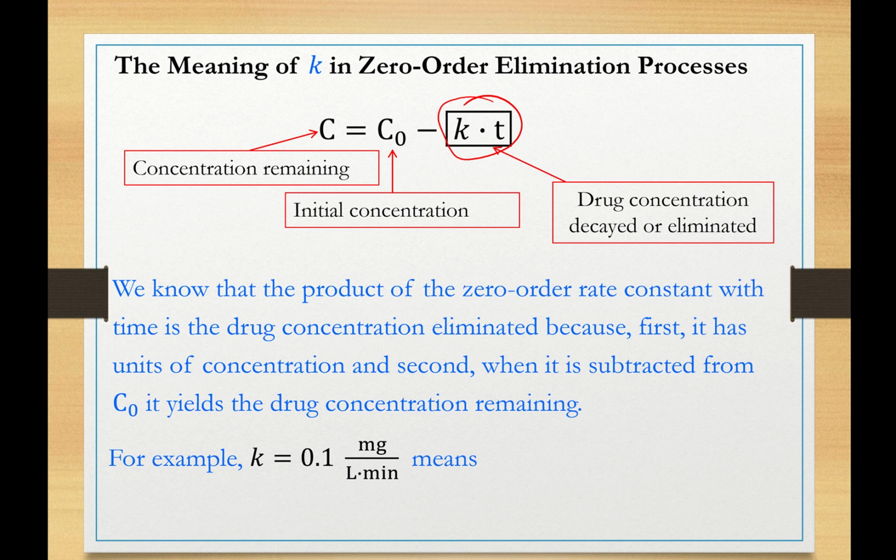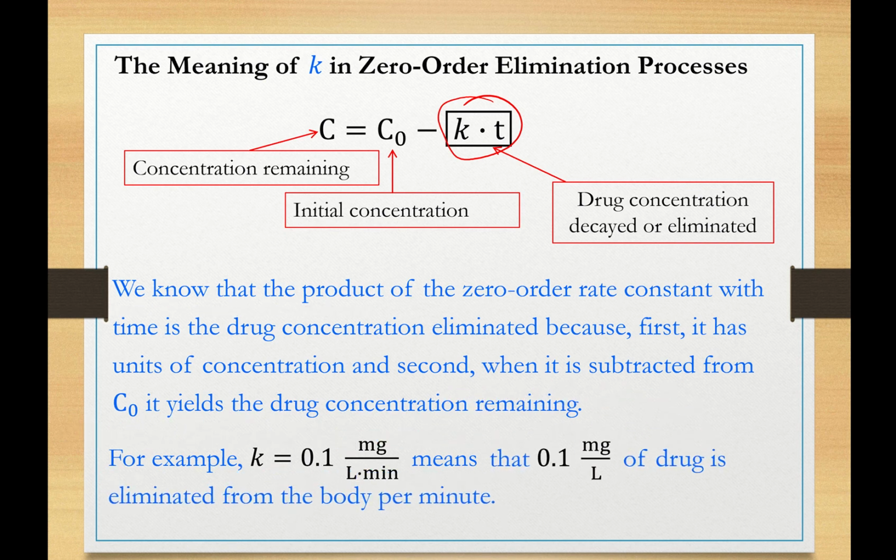So for example, what does it mean when the zero order rate constant is 0.1 milligrams per liter per minute? It means that 0.1 milligrams per liter of drug is eliminated every minute. Okay, simple as that.